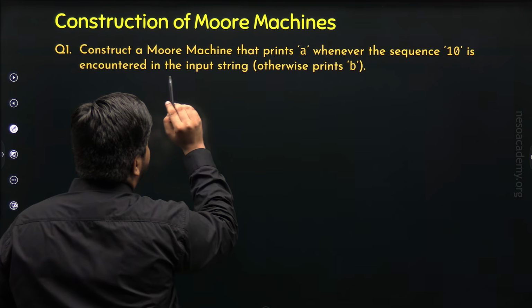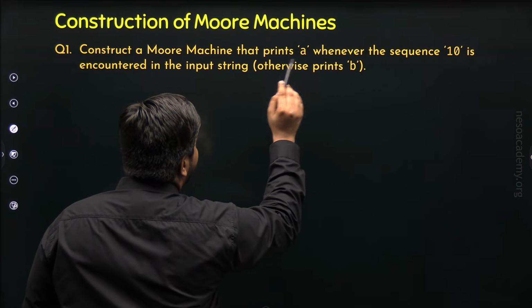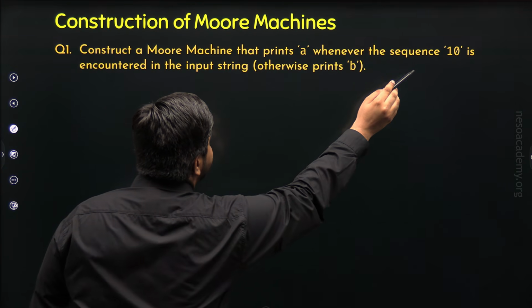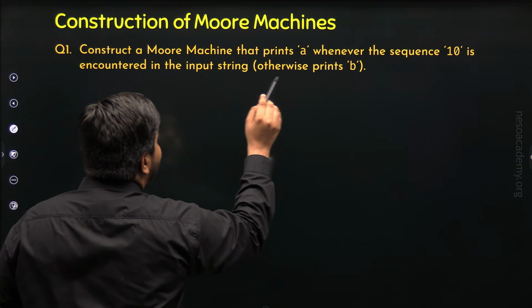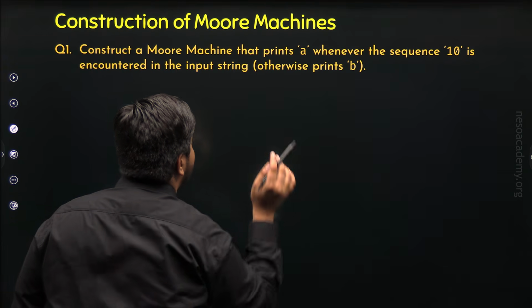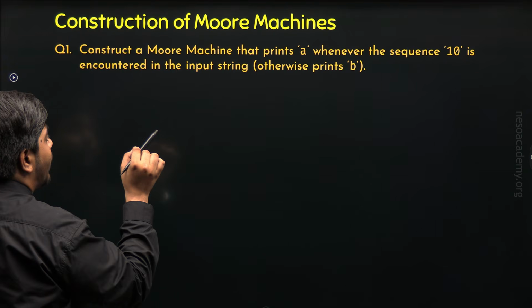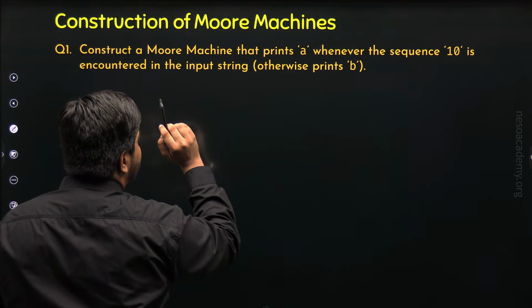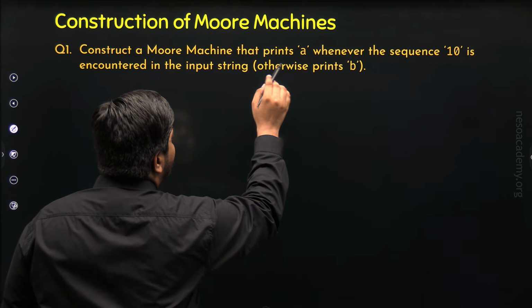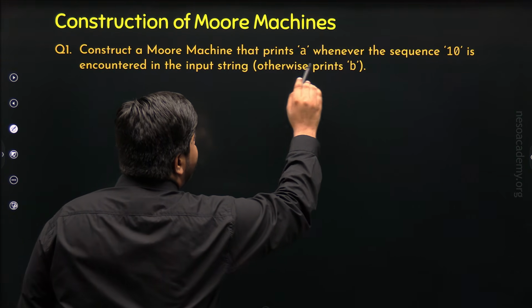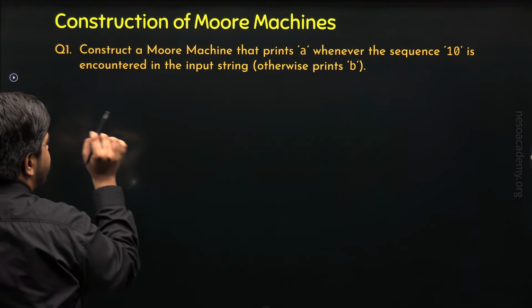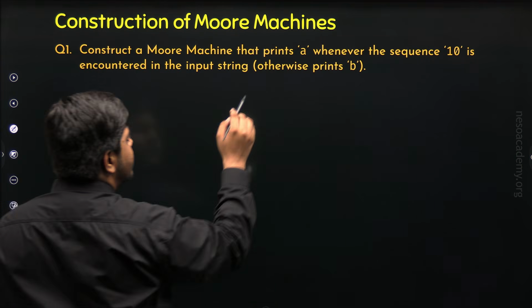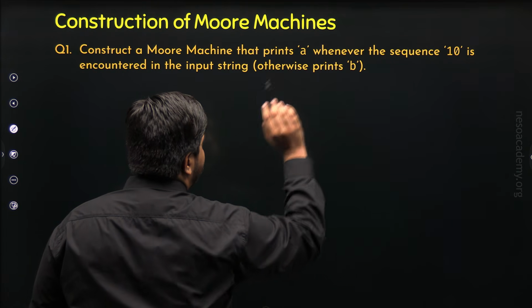Construct a Moore machine that prints A whenever the sequence 10 is encountered in the input string, otherwise prints B. So in this question, you are required to construct a Moore machine that will generate the output symbol A whenever the sequence 10 is detected in our input string, and otherwise it will generate the output symbol B.